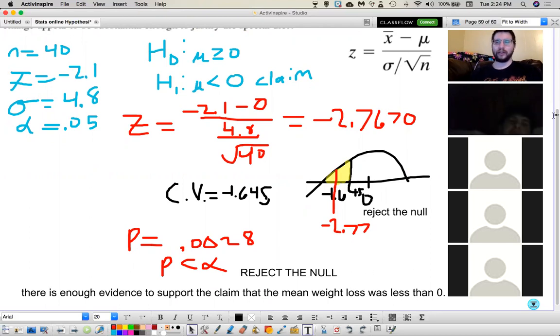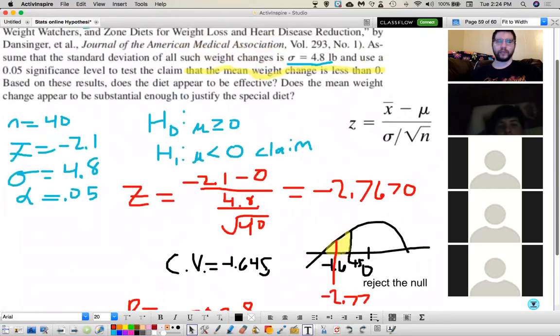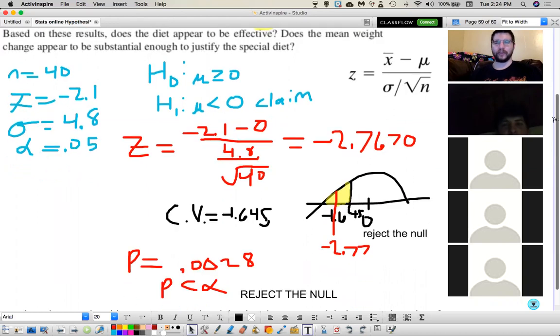But let's look at the actual significance. Based on the results, does the diet appear to be effective? Yeah, it works. It definitely has weight loss, but does the mean weight change appear to be substantial enough to justify it? You're losing 2 pounds in a year. Yes, that's not happening. That's just a crappy diet right there. It's not going to work for you. Sorry. Okay, so that would be the answer to those other questions.